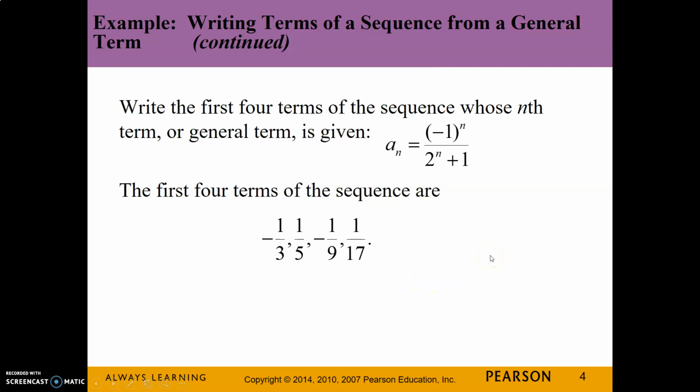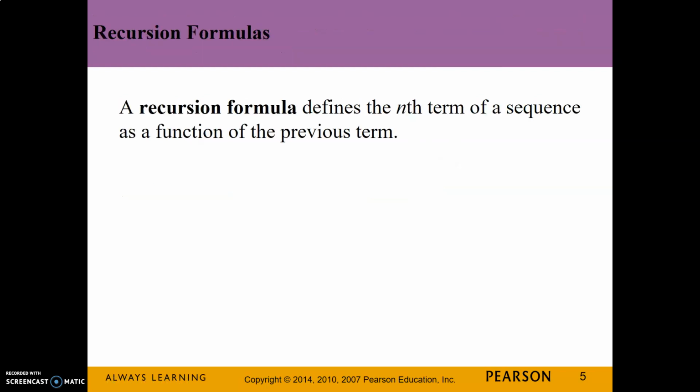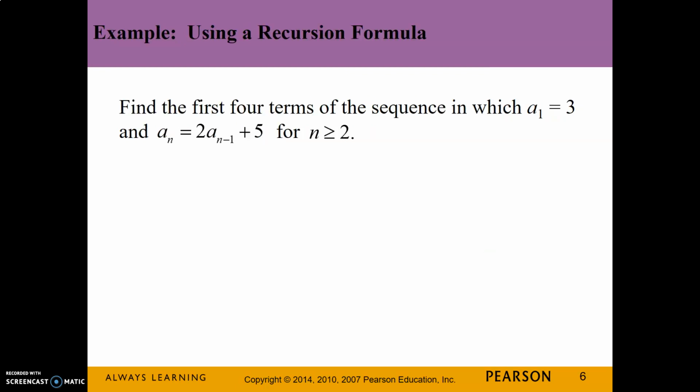Not too bad. Another very common type of sequence that we will deal with is something called a recursive sequence, which of course then instead of a general term, it has a recursion formula. Basically, it defines a term based on what the previous term is all about. The easiest way to explain this and give you notation for this is just to jump right into an example.